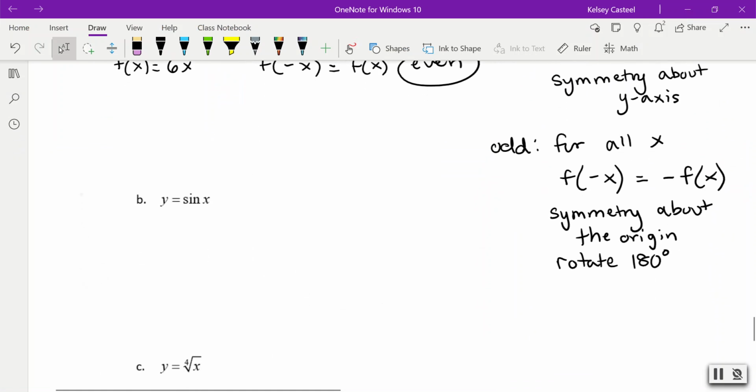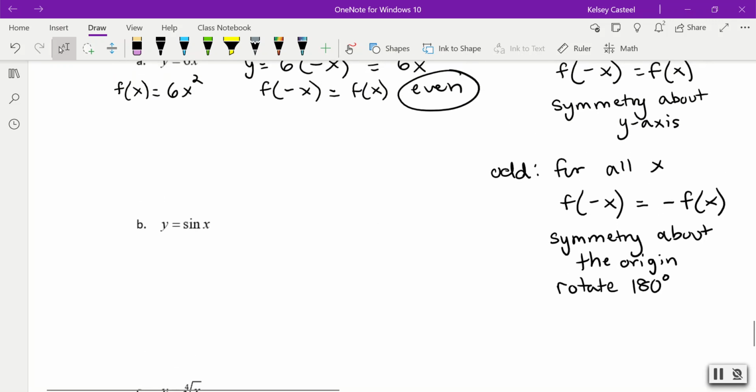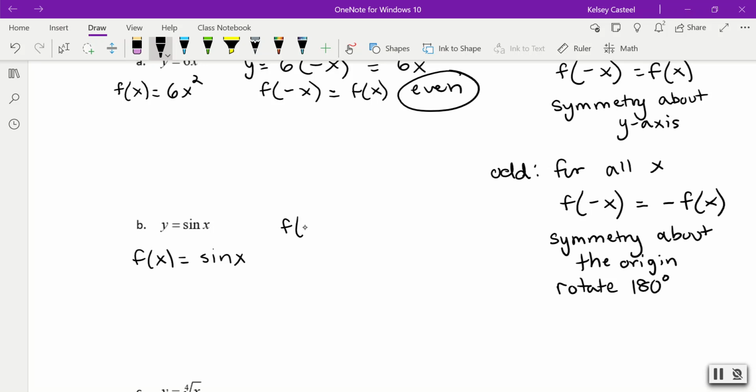Let's take a look at part B. Here we're working with a trig function, y equals sine of x. So let's consider writing this in function notation, just so we can match that up with our definition. If we take a look at f of negative x, we're wondering what is that equal to? To help us check some of the values, I'm going to pull up a unit circle and see what happens when we use the opposite inputs.